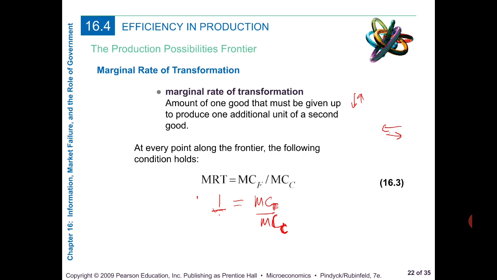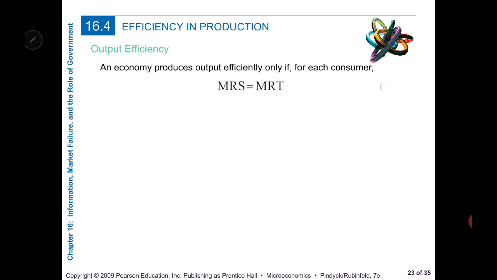MRT shows the rate of substitution of goods, and MC shows the cost of getting the additional food over the cost of getting the additional clothing. So they must be equal for efficiency.